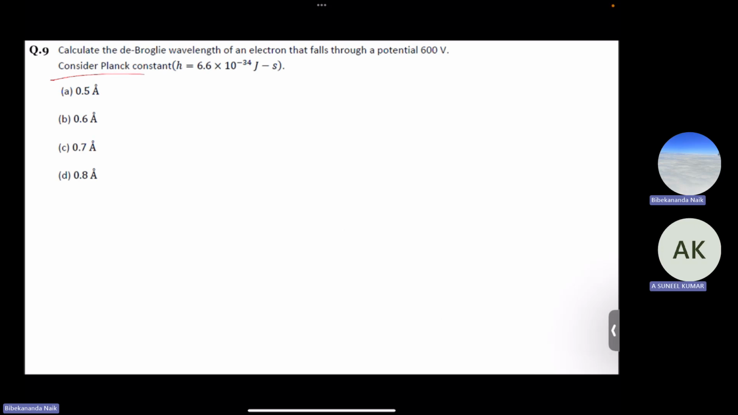And question number 9. Calculate the de Broglie wavelength of an electron that falls through a potential of 600 volt. Consider the Planck's constant h is 6.6 into 10 to the power minus 34 joule into second. The options are option A 0.5 angstrom, option B 0.6 angstrom, option C 0.7 angstrom, and option D 0.8 angstrom. So can you tell me how we will calculate the de Broglie wavelength if the electron falls through a potential of 600 volt?